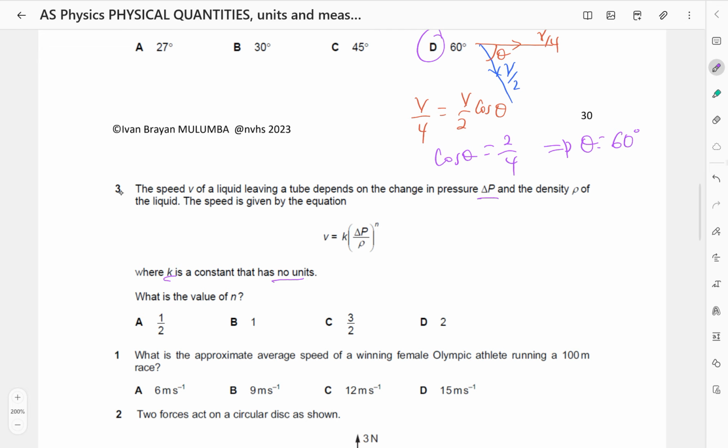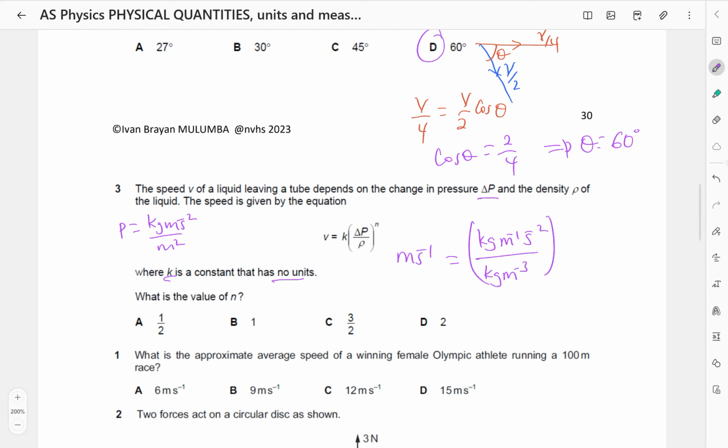So whenever they want a power, you just use homogeneity. Speed is in meters per second. K has no units, I will not include it here. Pressure is force over area. So for pressure it's going to be force, which is kilogram meters per second squared, over area, which is meters squared. So meters divided by meter squared becomes per meter. So pressure is kilogram per meter per second squared, divided by density is kilograms per meters cubed.